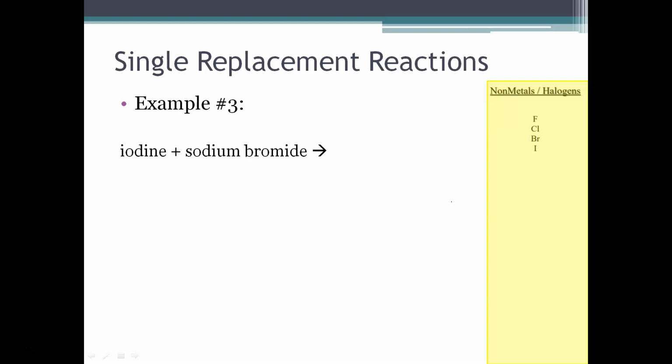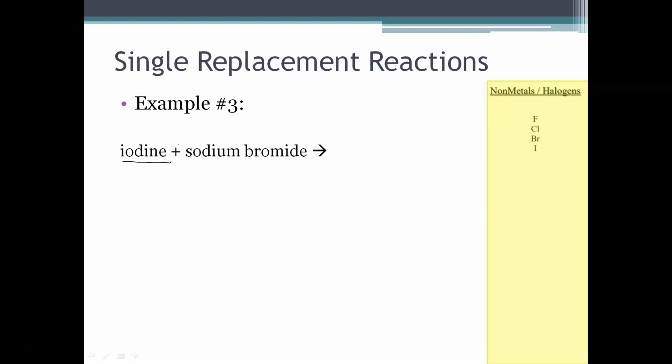Now you're probably wondering, why is there another column on this cheat sheet? That's because we haven't done one like that yet. So this is example number 3. We're going to use that. So I have iodine and silver bromide. So again, it's just an element plus a compound. Always underline your individual element, like iodine in this case. And then you want to ask yourself, what am I going to compare that to?